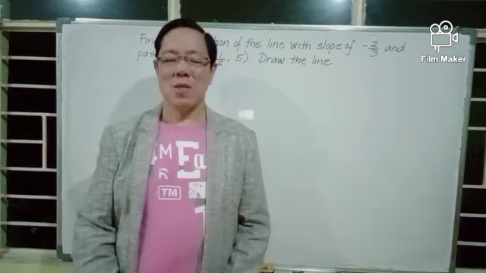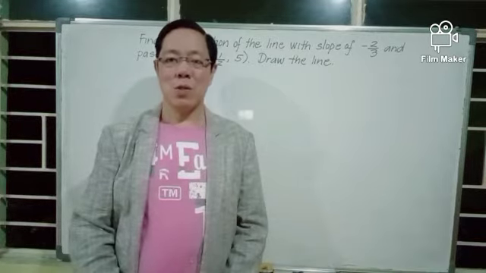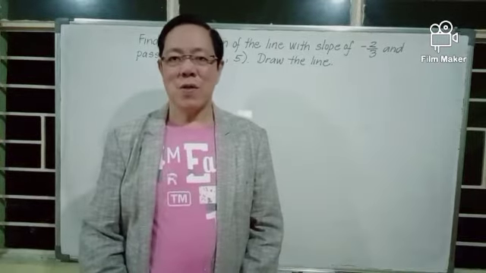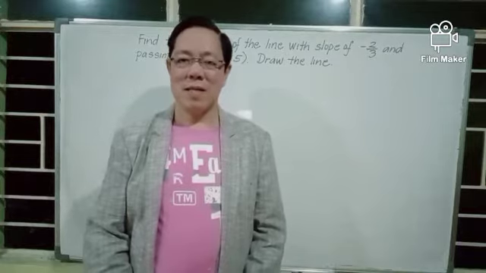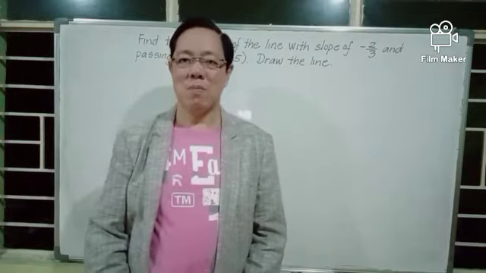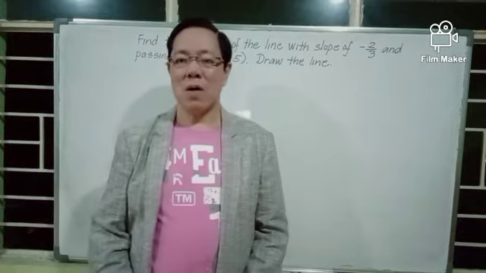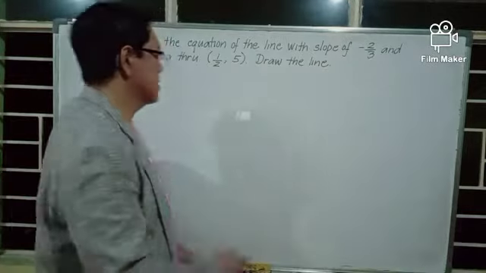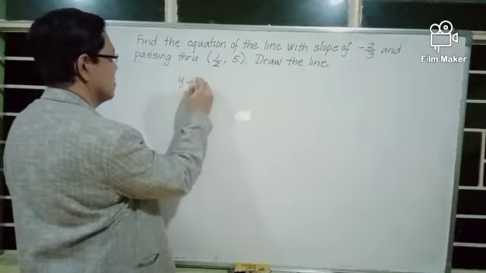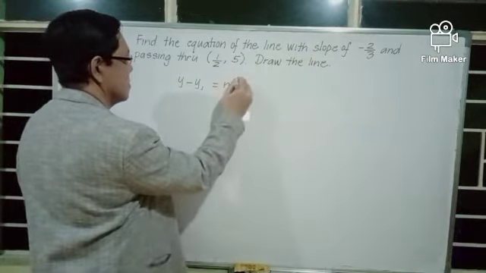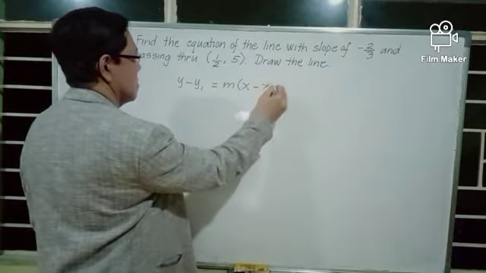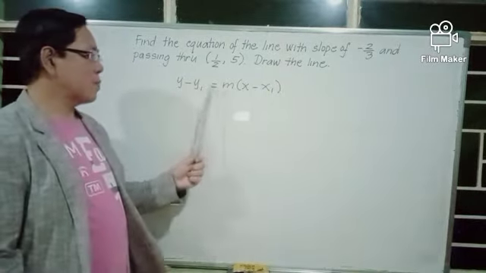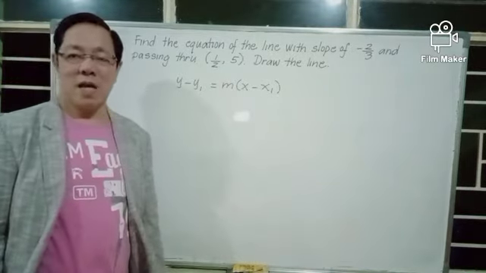In the last lesson, we took up the equation of a line in two-point form, as well as the meaning of slope. For today, we will take up the equation of a line in slope-point form. The slope-point form of the equation of the line is given by the following. This is the slope-point form of the equation of a line.